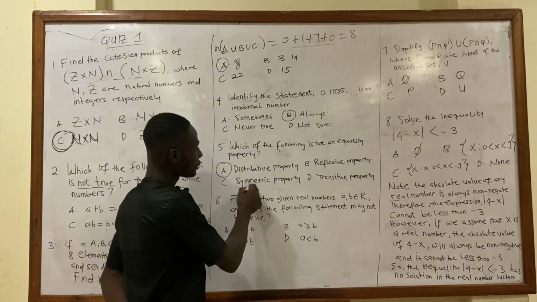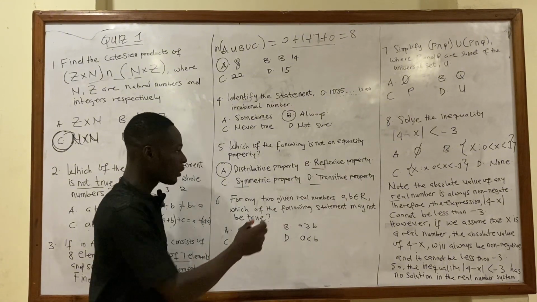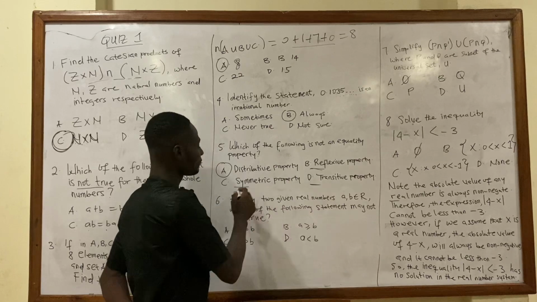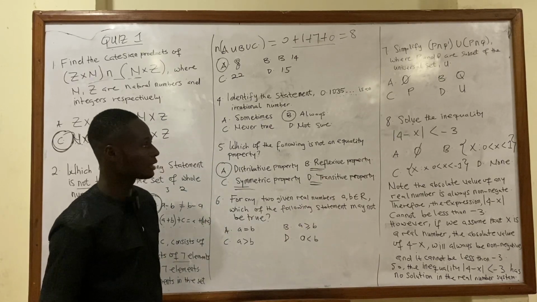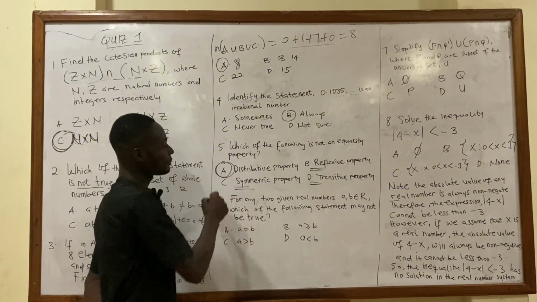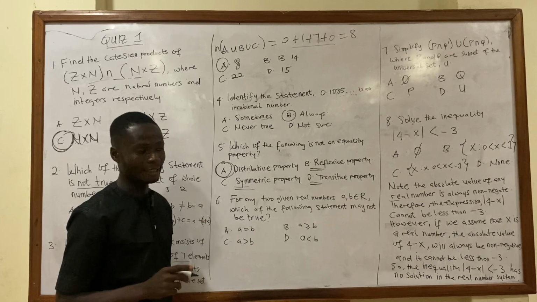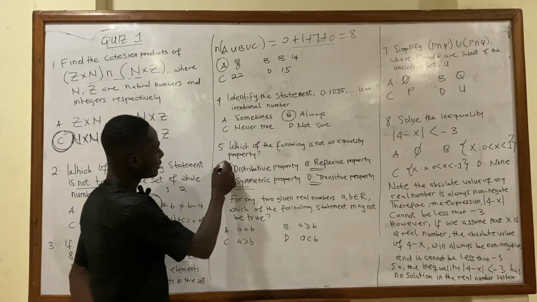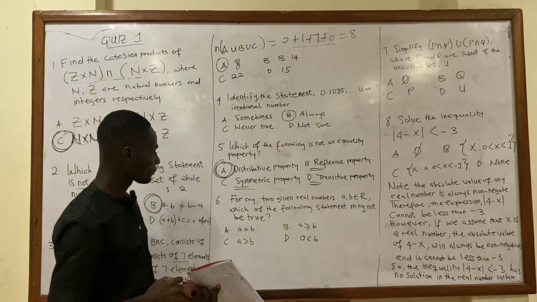We have symmetric here, we have reflexive here, we have distributive. Reflexive, transitive, and symmetric are all equality properties, with the exception of the distributive property, it's not. All right, so our answer over here will be the distributive property, the option A.